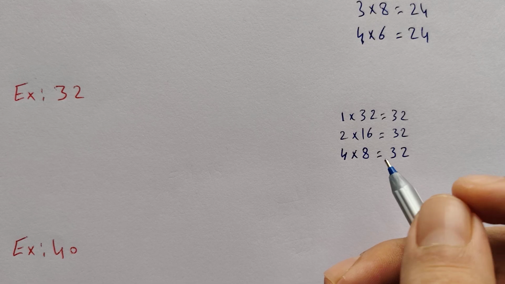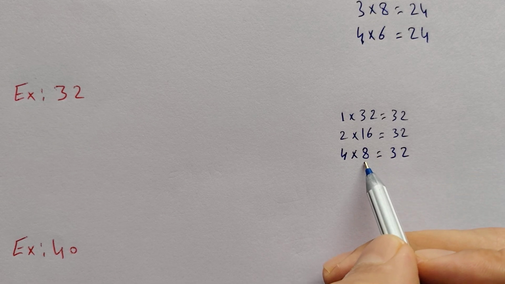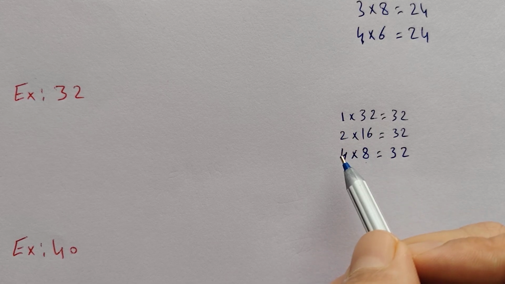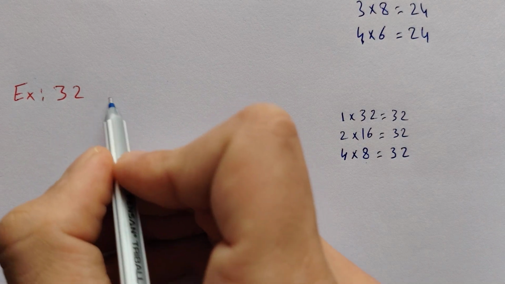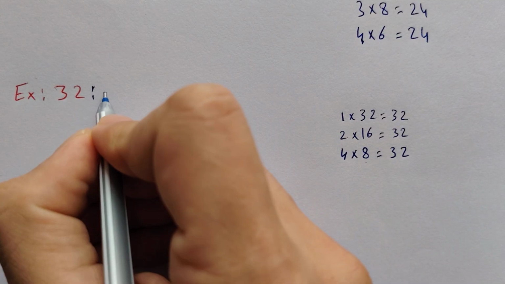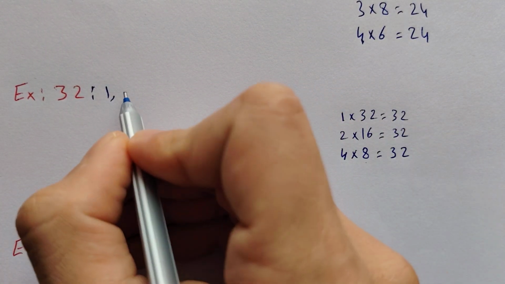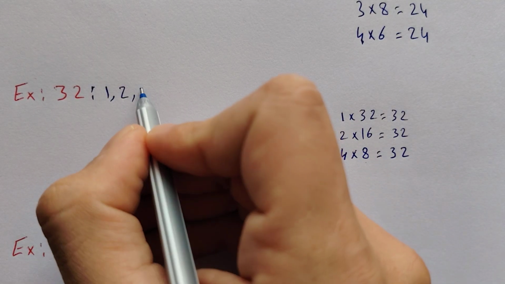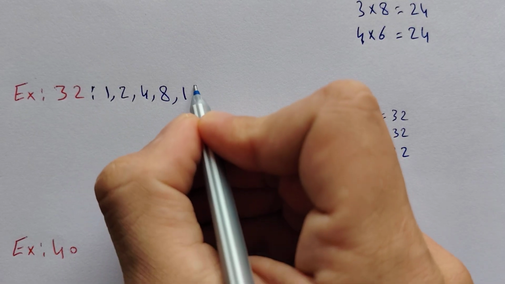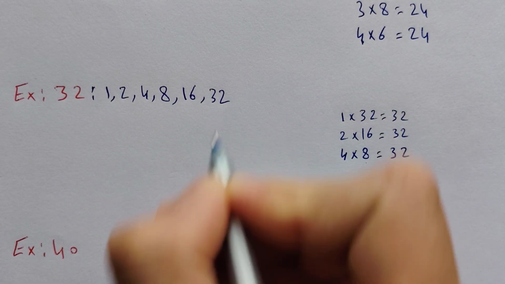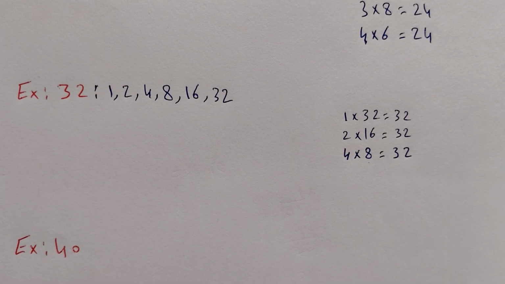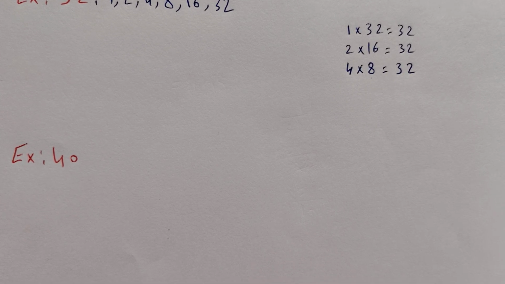Then also we're gonna check 8, but since we wrote 8 here already, it means we found all the factors that we know, so we leave it like that. We say the factors of 32 are, I'm gonna order them this time, so it will be 1, then 2, then 4, then 8, then 16, then 32. Those are the factors of 32.